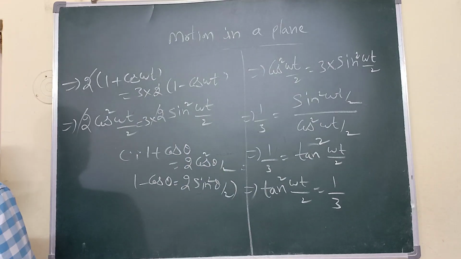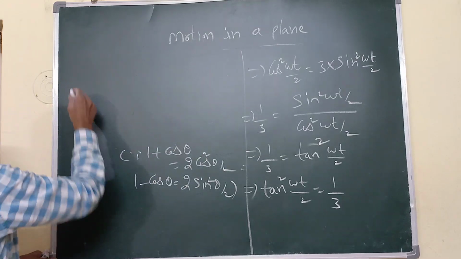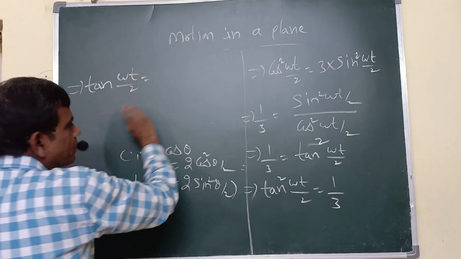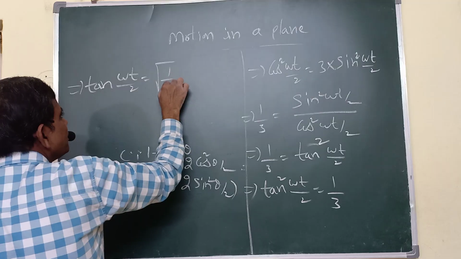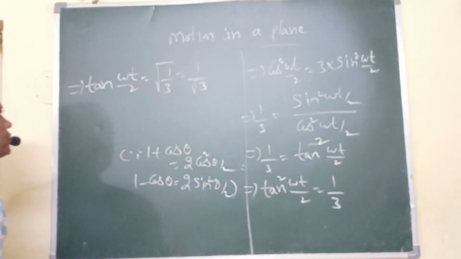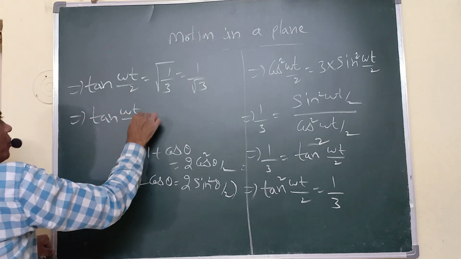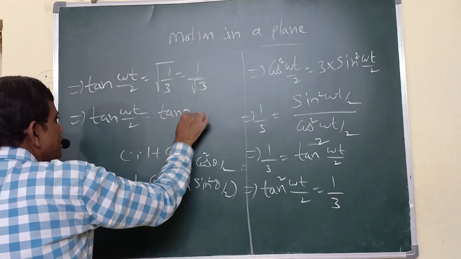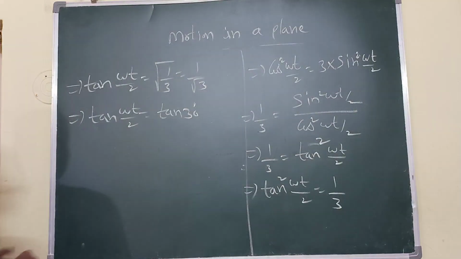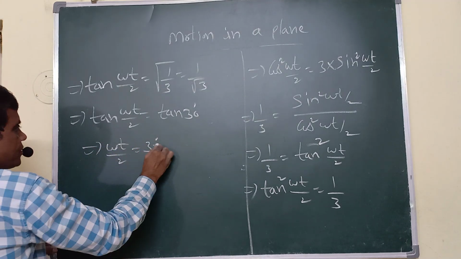Then tan theta, what happens? Root. This implies tan omega t by 2 equals plus or minus, I am taking plus, root 1 by 3. That I am writing as 1 by root 3. Tan 30 is 1 by root 3. So you write this as tan omega t by 2 equals tan 30 degrees. So omega t by 2 equals 30 degrees.